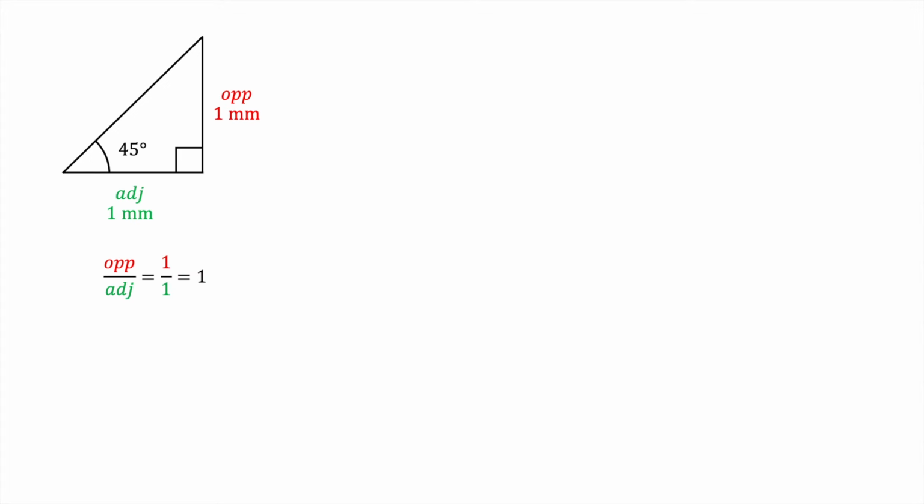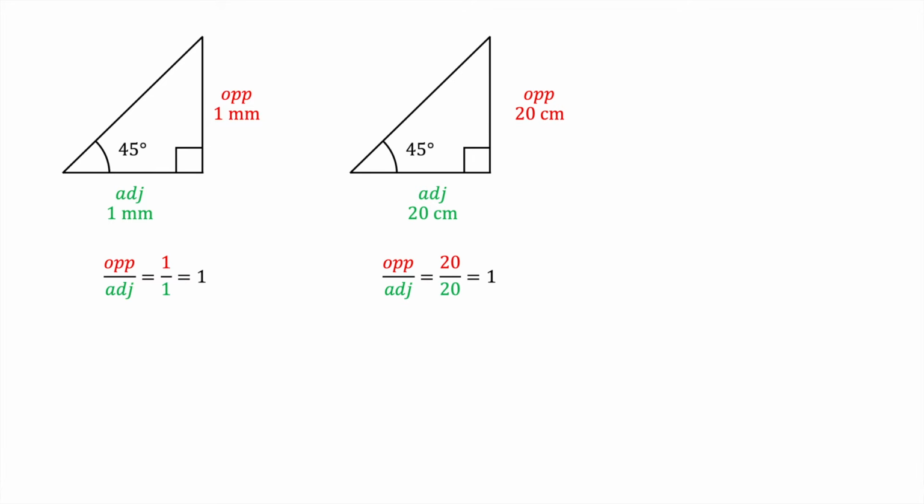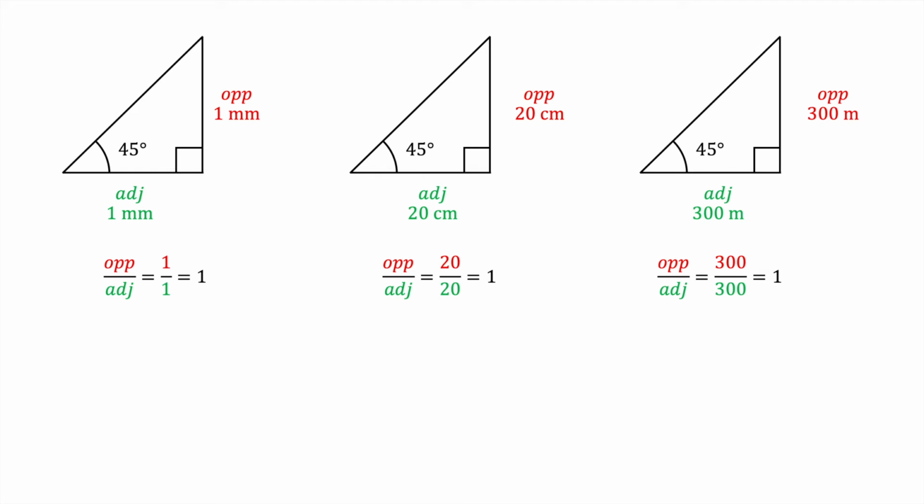This is true for this triangle whose ratio of opposite divided by adjacent equals 1, for this triangle also, and also for this triangle. Note that these three triangles have different values and different units. But this makes no difference because the units cancel and the ratio of opposite divided by adjacent always equals 1.